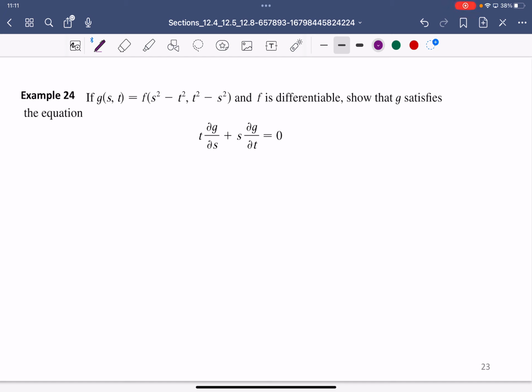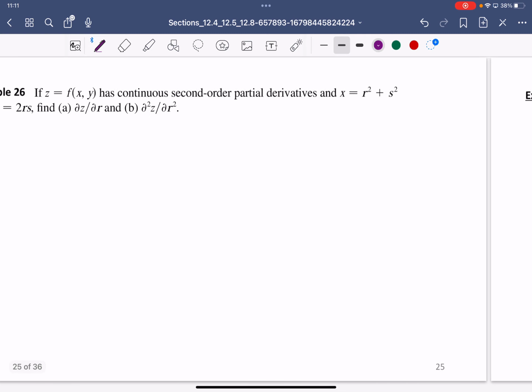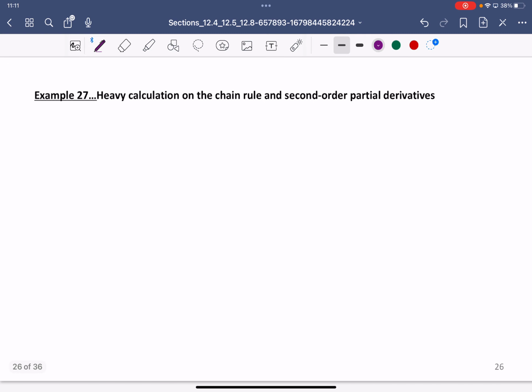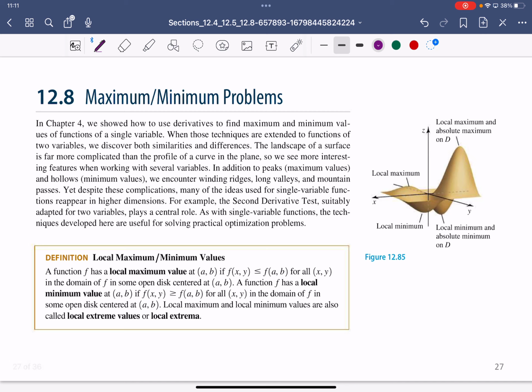Okay, we're going to learn a few more examples, 24, 25, and 26, and then we're going to end the chain rule here. Next week on Monday, we're going to do max and min problems.